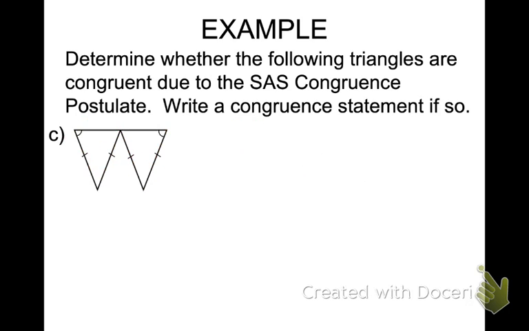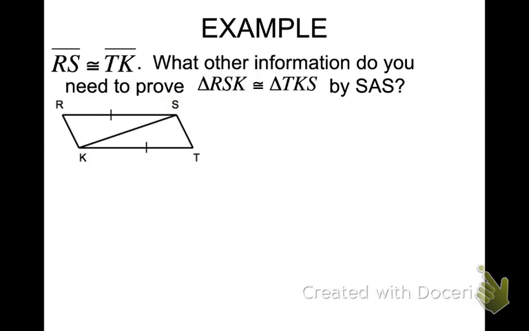Okay, so side angle side. Last one for side angle side before we get to hypotenuse leg. So we are given that RS is congruent to TK. You can see how there's the single tick marks there. What other information do you need to prove that triangle RSK, so triangle RSK is that one right there, is congruent to triangle TKS, which is that triangle down there. So I've got one set of sides. We need a second set of sides.